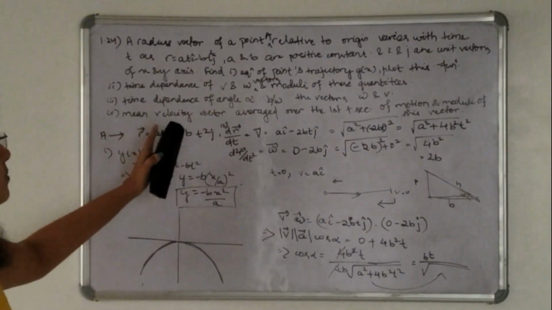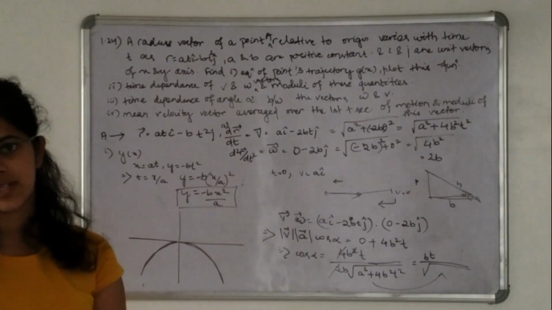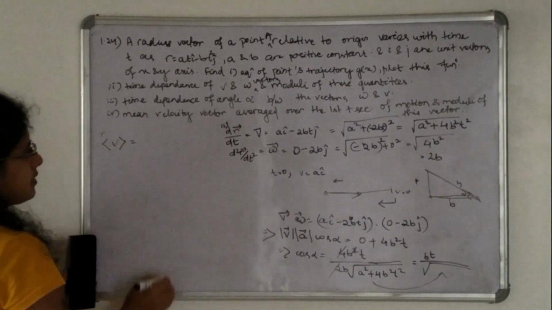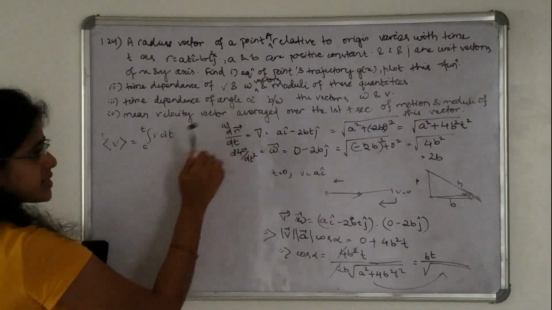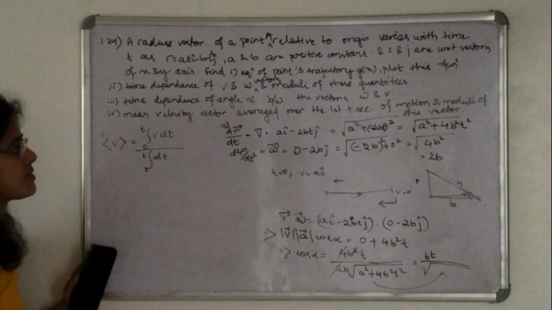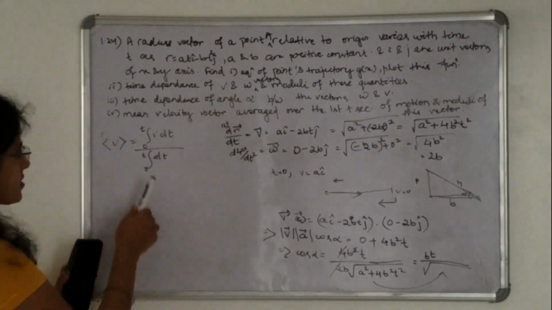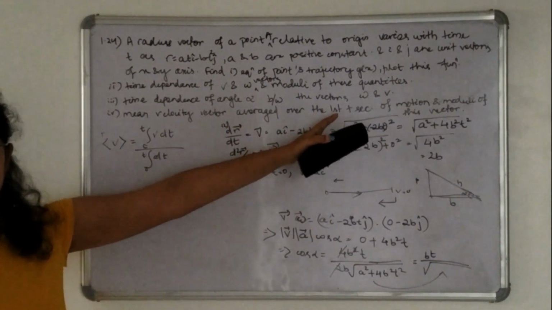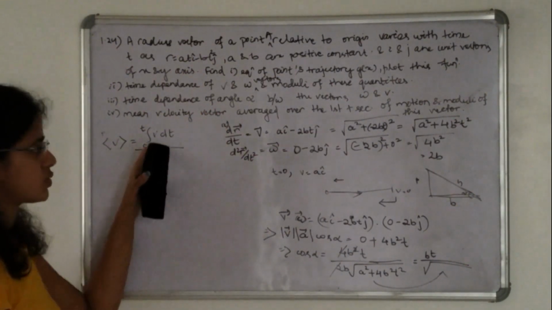Next we have to find the mean velocity vector averaged over the first t seconds of motion, and the modulus of this vector. Let us say the particle covers v dt distance in dt time. Simply we have to integrate this from 0 to t for finding the distance, that is the displacement in the first t seconds, divided by the integration of dt from 0 to t.